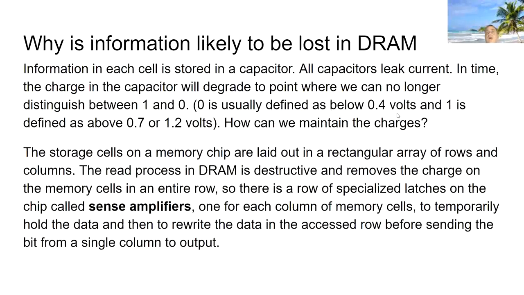Okay, anyway. And one is usually defined as above 0.7 or above 1.2, different standards for how much it is. But if I put the zeros all on the same line, zero and zero and zero, and I combine them, I'm going to get 0.4 and 0.4 and 0.4. I'm going to all of a sudden get 1.2 volts. And it all of a sudden thinks it's a one, and it's really three zeros. So I can't even put the zeros together.